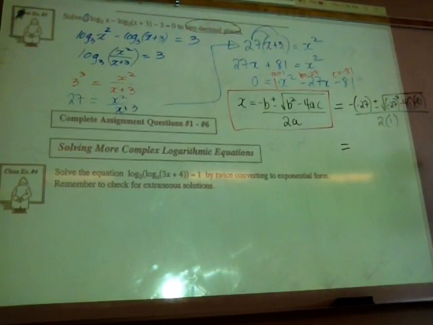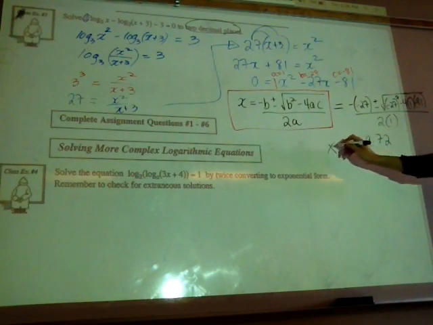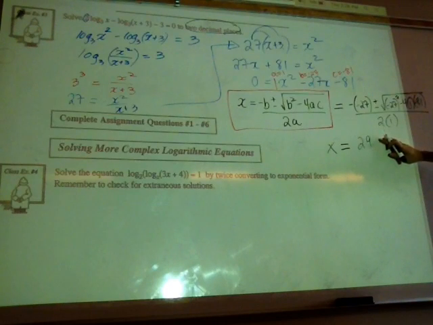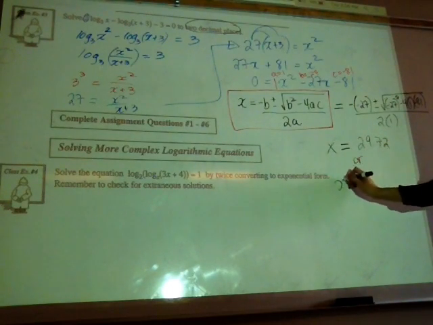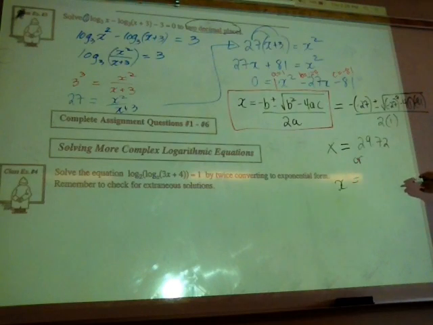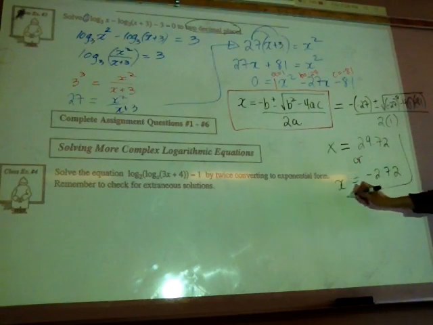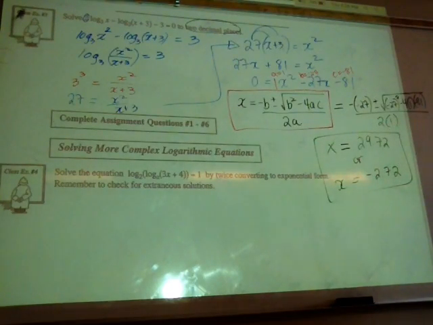What did you get? 29.72. Okay, good. And did anyone get the second solution? The negative one? Negative 2.72. Good. Okay, so these are the 2 solutions you should have calculated.